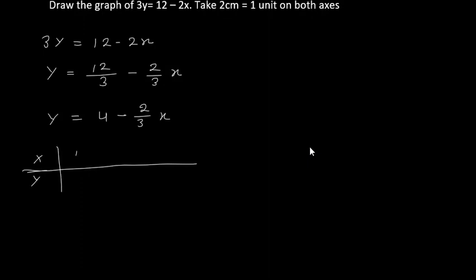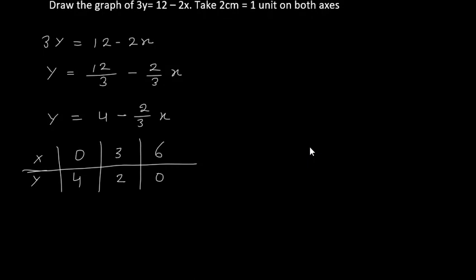When you take x as 0, you will get y as 4. Now I take x in multiple of 3. So the next value I take x as 3. So when I take x as 3, this 3 and 3 will cancel and I have 4 minus 2. So 4 minus 2, I will get 2 here. Then I will take, say, 6. When I take 6, then it will be 4 minus 4, 0.